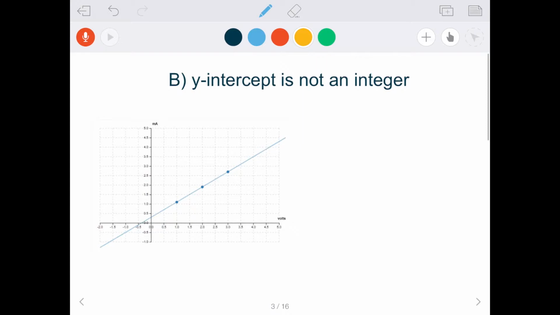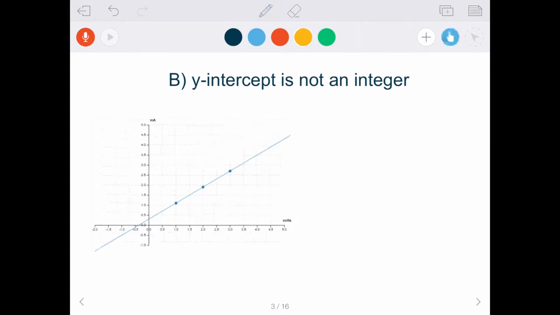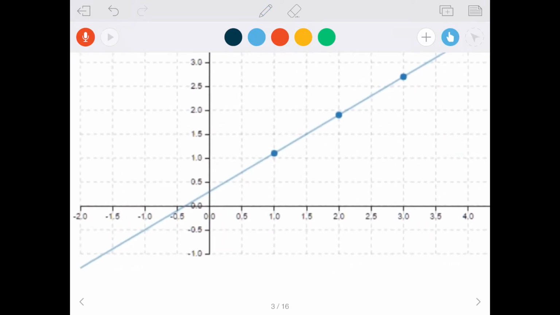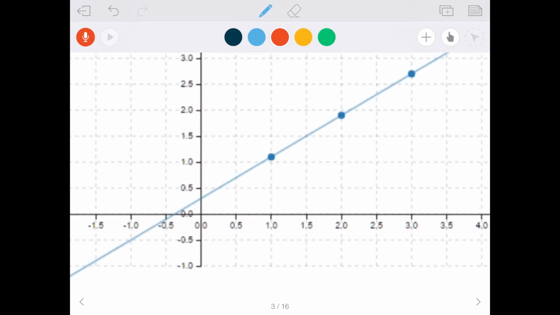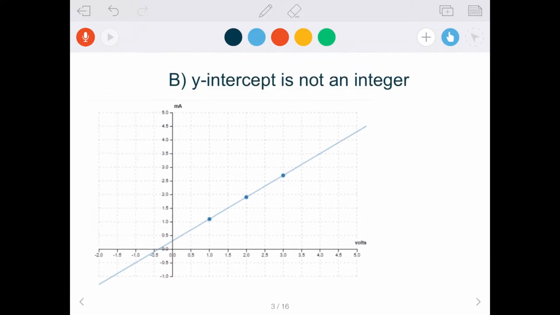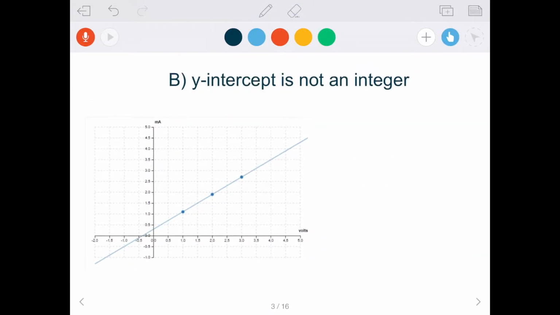Now, it's a little bit more complicated if your y-intercept is not an integer. Let me zoom way in here, and can you see right here how where we're crossing the y-axis, it's not at 0 and it's not at 0.5. Like, I don't know exactly what the number is. It's some mystery number. We are not going to guess in this situation. We are going to use a different method. So let's get this graph out of the way for a second.